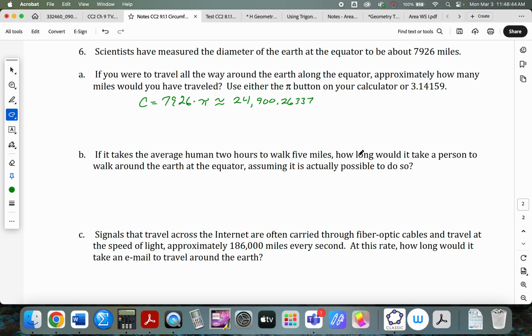So it says if it takes the average human 2 hours to walk 5 miles, so you're walking 2.5 miles an hour, which is not real super fast, how long would it take a person to walk around the Earth at the equator, assuming it was actually possible to do so? You'd probably die.